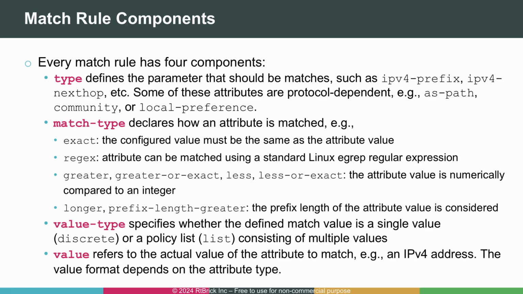For numeric attributes like IGP metrics or local preference, you can use match types like greater or exact, less or exact. And when working with prefixes, there are special match types just for prefix lengths. Third, there's the value type. This is usually either discrete, meaning a single value, or list, which lets you match against multiple values. And finally, you need to define the actual value. What that looks like depends on the type you picked. For example, if you're matching an IGP metric, the value will be an unsigned integer. But if you're matching a next hop, then it'll be an IPv4 or IPv6 address.